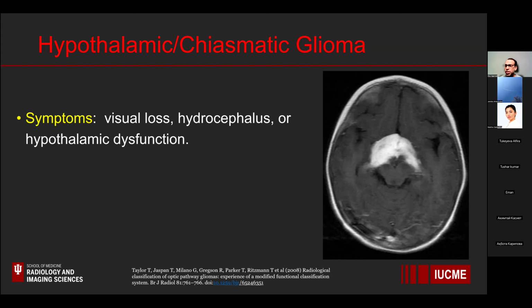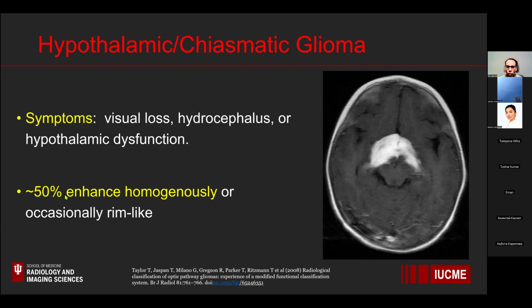And as you might suspect, the symptom that the patient is going to present with is going to be visual loss. And as these masses get bigger and bigger and they start compressing other things, you'll see hydrocephalus and hypothalamic dysfunction. It's important to note that half of these may not enhance. And just because it doesn't enhance doesn't mean it cannot be a glioma. So even when you see something enlarged and not enhancing, it could still be a hypothalamic or chiasmatic glioma.